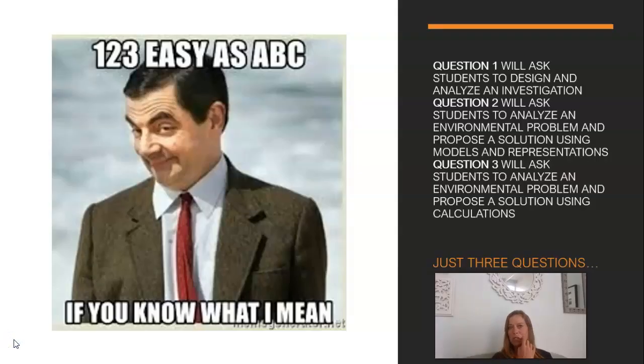It doesn't matter which direction AP goes this year. You're going to have 3 questions. According to the AP Central website, the 3 questions should be in this order and have these general characteristics. Question number 1 should ask students to design an investigation. Question number 2 will ask you, the student, to analyze environmental problems and propose a solution. You might have to do some modeling or graphing. Question number 3 will ask students to analyze an environmental problem and then propose a solution using calculations.